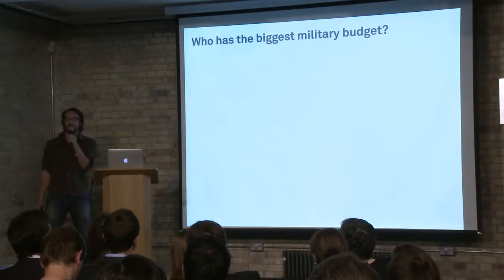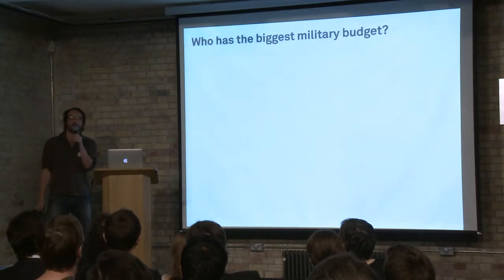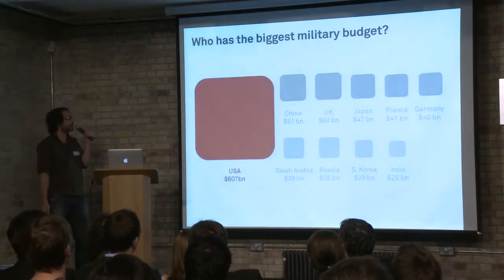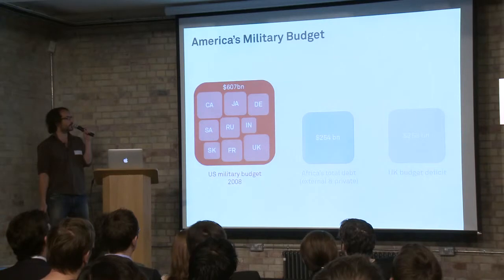Who has the biggest military budget in the world? If you know this, don't say. Anybody? China is quite big, but yeah, USA. The US. Massive, 607 billion, you saw it in the video. And there are all the other top military budgets. So big that it contains all the others inside it.